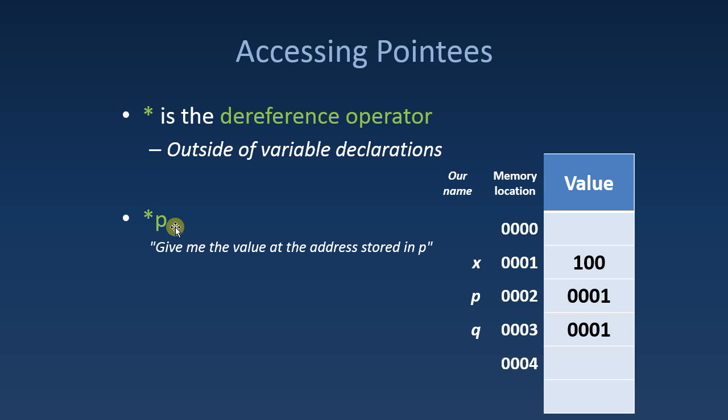Most of the time, what we use pointers for is to access the values they point to. We do that with the star symbol. When it's used outside of declaring a variable, it's called the dereference operator. So star p by itself says, take p, 0001, take the value it stores, and go to that location. Go to here.